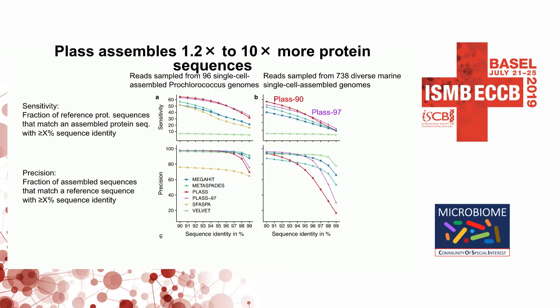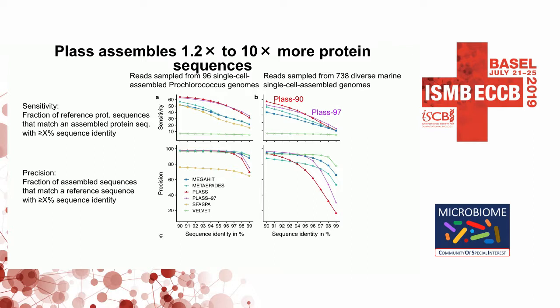We devised a benchmark that would allow us to show that the quality of these proteins that we assemble in a relatively greedy fashion is high. So we took 2 very difficult benchmark sets. We took single cell sequenced genomes from Prochlorococcus and from a large number of diverse genomes, a good part of which is also Prochlorococcus. And we sampled reads from them. Then we tried to assemble these reads with either PLUS or with other tools shown here, so MegaHit, Metaspace, and so on.